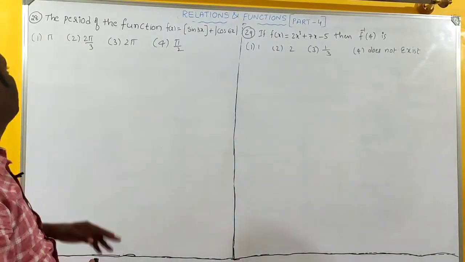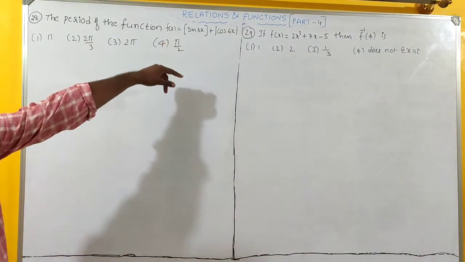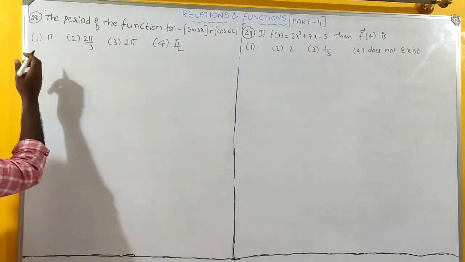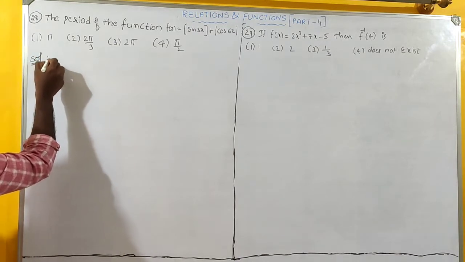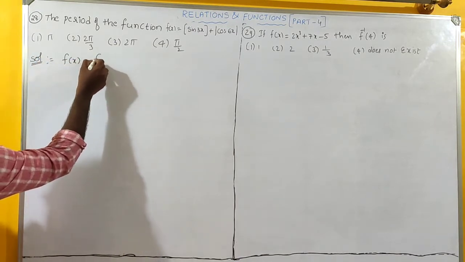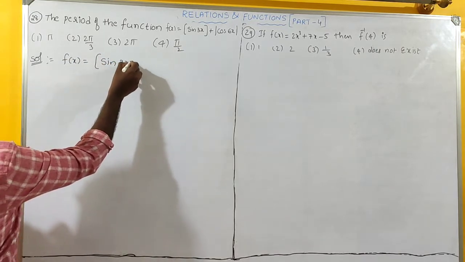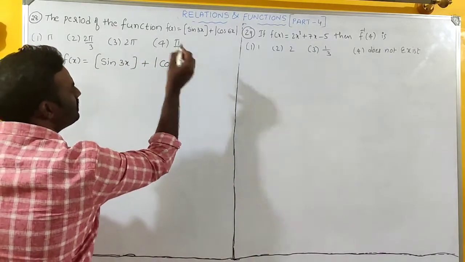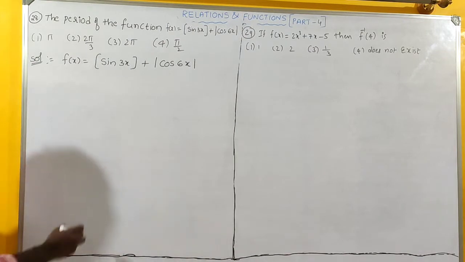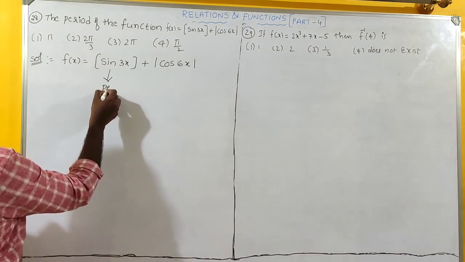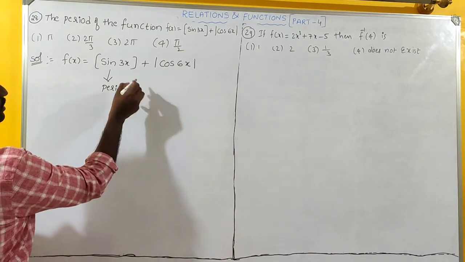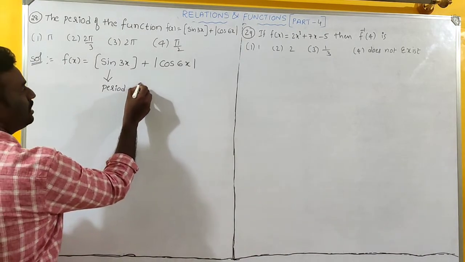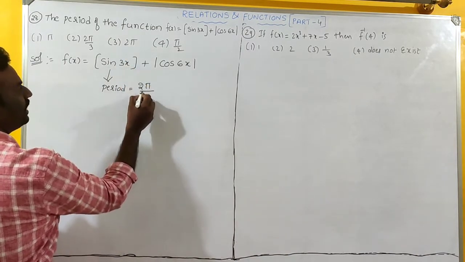Next question. The period of the function f of x is equal to the step of sin 3x plus mod of cos 6x. Okay. Solution. F of x is equal to the step of sin 3x plus mod of cos 6x. First I am finding the period of this function. Period is equal to, here power is 1. 1 is which function? Odd function. For an odd function the period is 2 pi by the coefficient of x, which is 3.